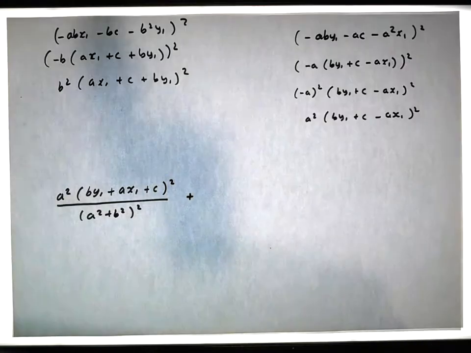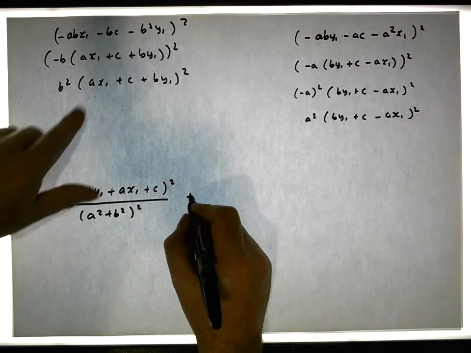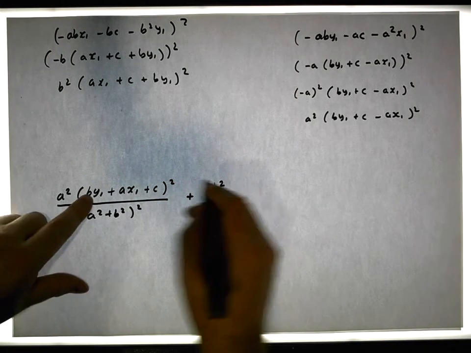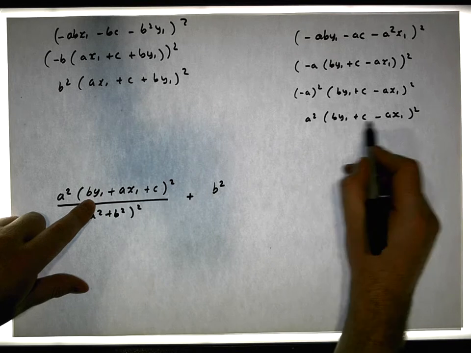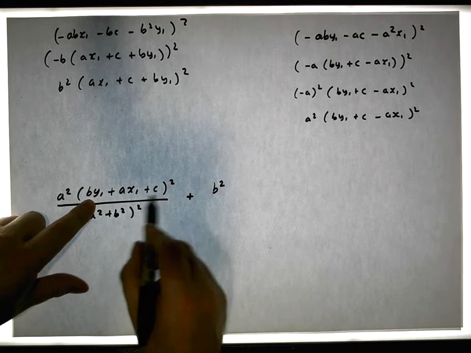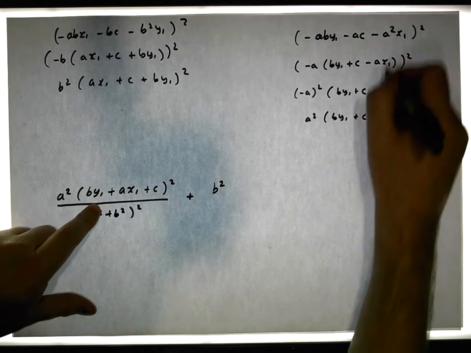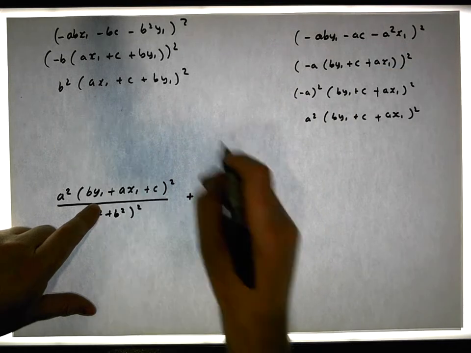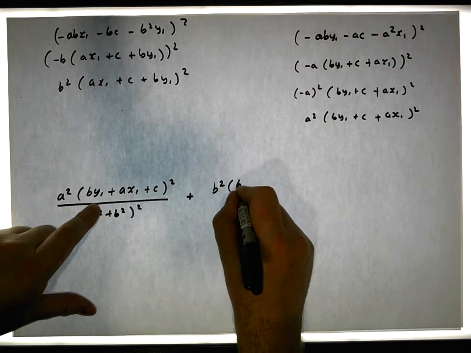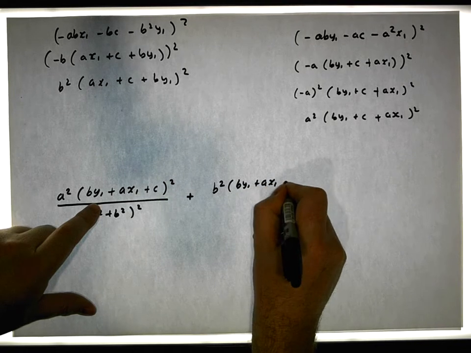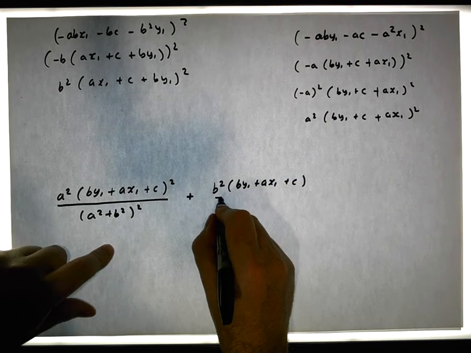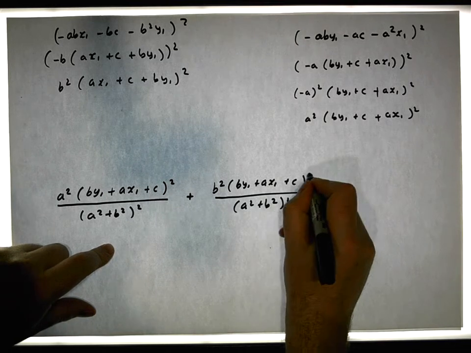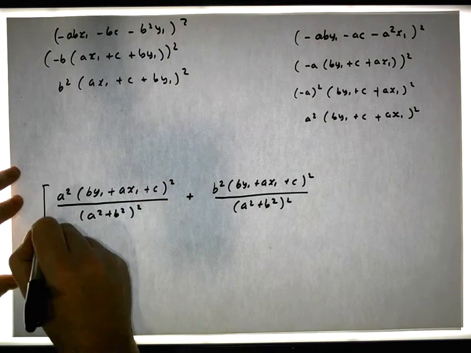Let's put that in the form, okay? Actually see what's happening here. It's going to be plus b squared times, well, actually this is the same as what's inside the brackets here, okay? Actually, that should have been a plus here, down here, okay? So this is exactly the same: b squared times by1 plus ax1 plus c, all over a squared plus b squared to be squared. Okay, that's squared. And this is all raised to the power of a half.